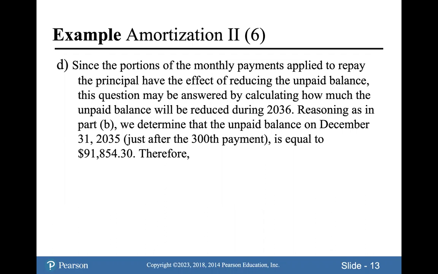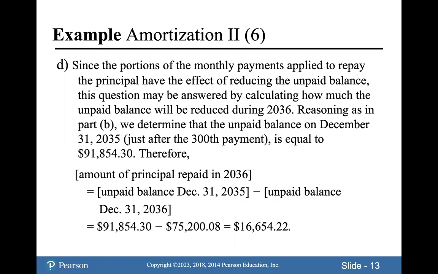$91,854.30. That would be a good one for you to try. Just double check that that is correct. It's just like in letter B, except there are 5 years of payments left instead of 4 years. So you would use the same formula that we used in letter B, except N would be equal to 60 instead of 48.